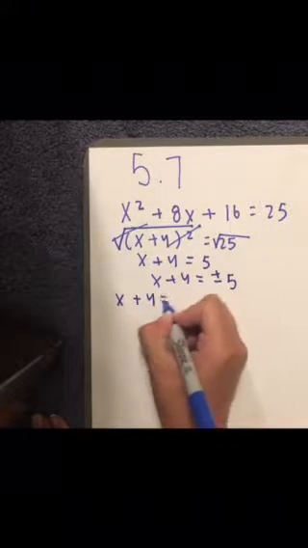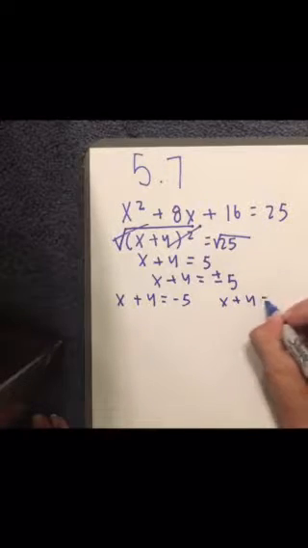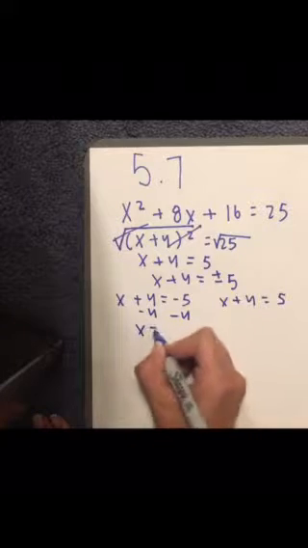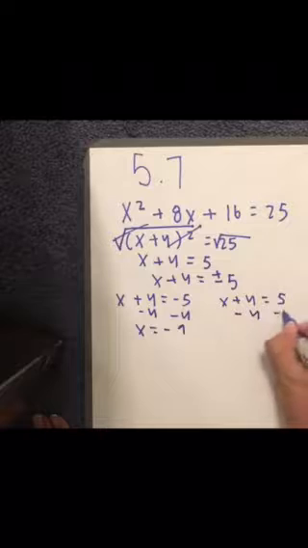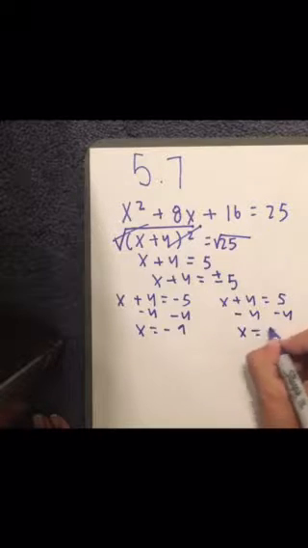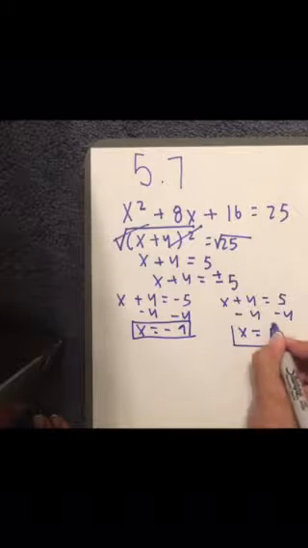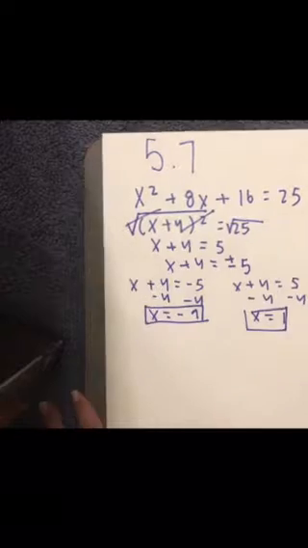So x plus 4 equals negative 5, and x plus 4 equals 5. So minus 4 from this side, x equals negative 9, and minus 4 from this side, x equals 1. So you have two answers for this perfect square trinomial equation.